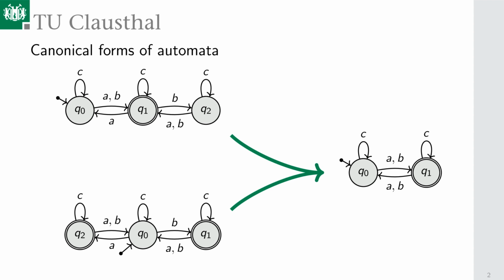This slide contains an example. The automata on the left-hand side both represent the same language. For each of them, translating the automaton to its canonical form yields the automaton on the right-hand side. It only has two states, as there are only two different suffix languages in the given language.